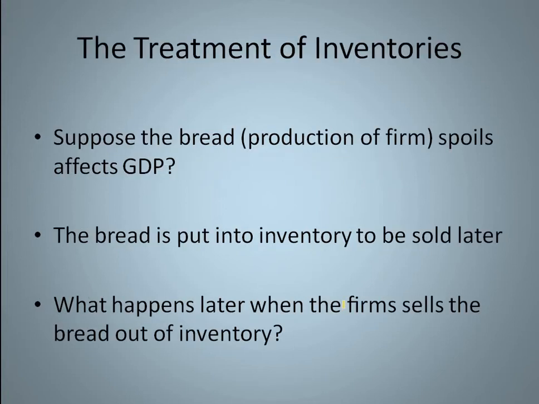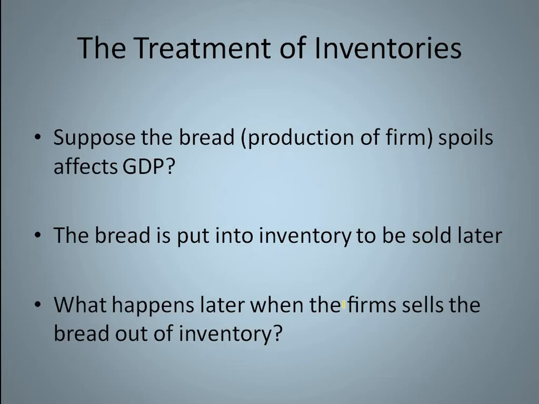The next one is the treatment of inventories. Here are two conditions. Suppose the bread produced by a firm spoils; does it affect GDP? Imagine that a bakery hires workers to produce more bread, pays their wages, and then fails to sell the additional bread. How does this transaction affect GDP? The answer depends upon what happens to the unsold bread.